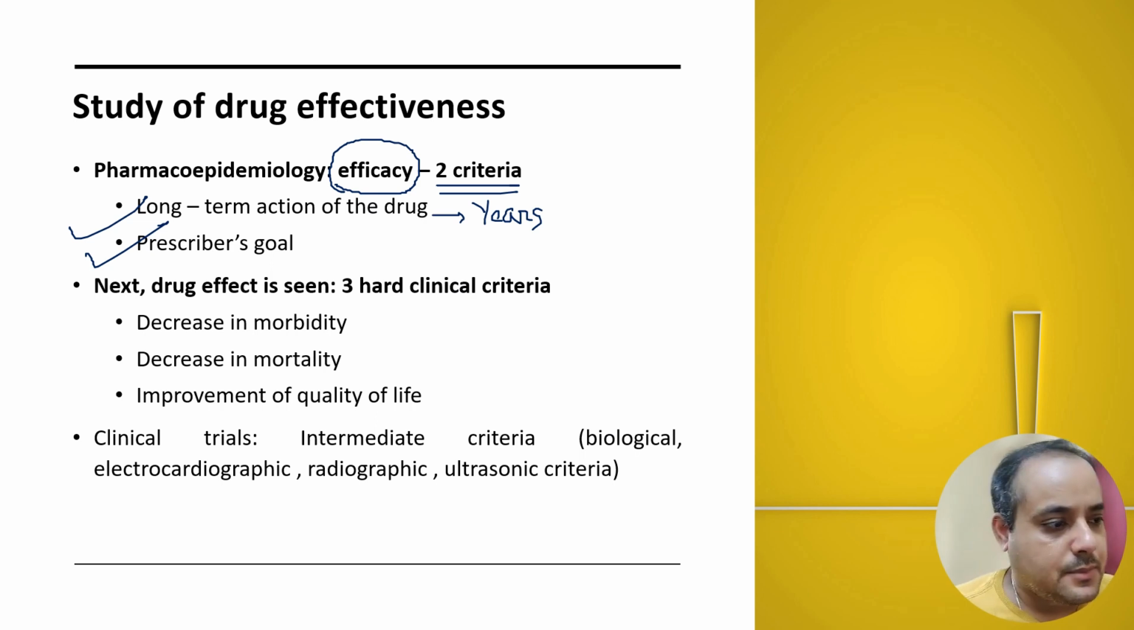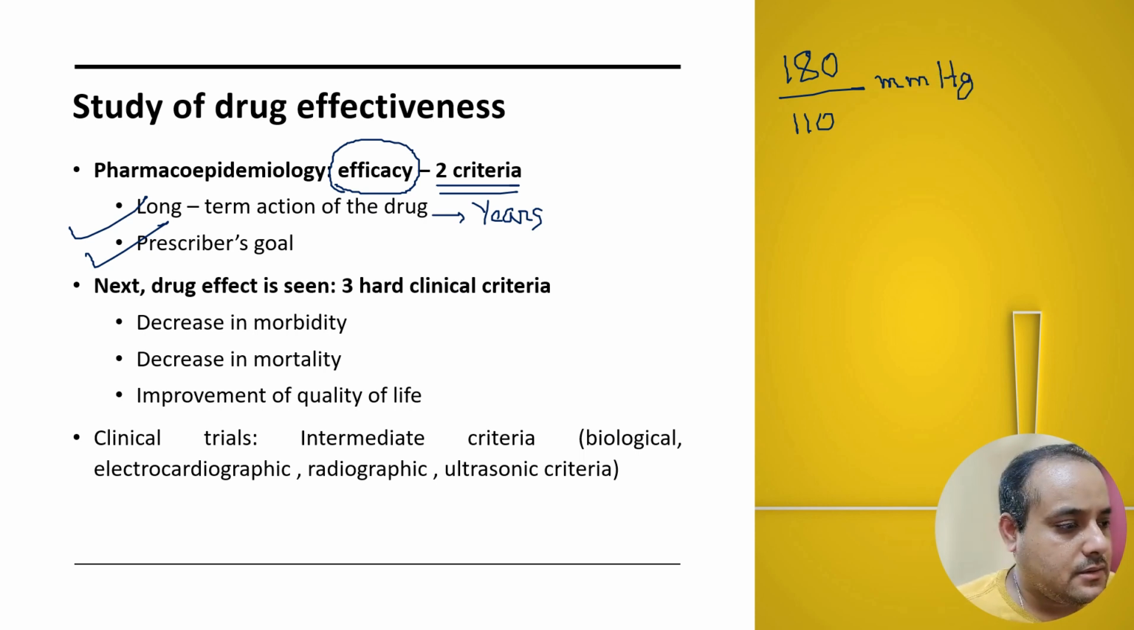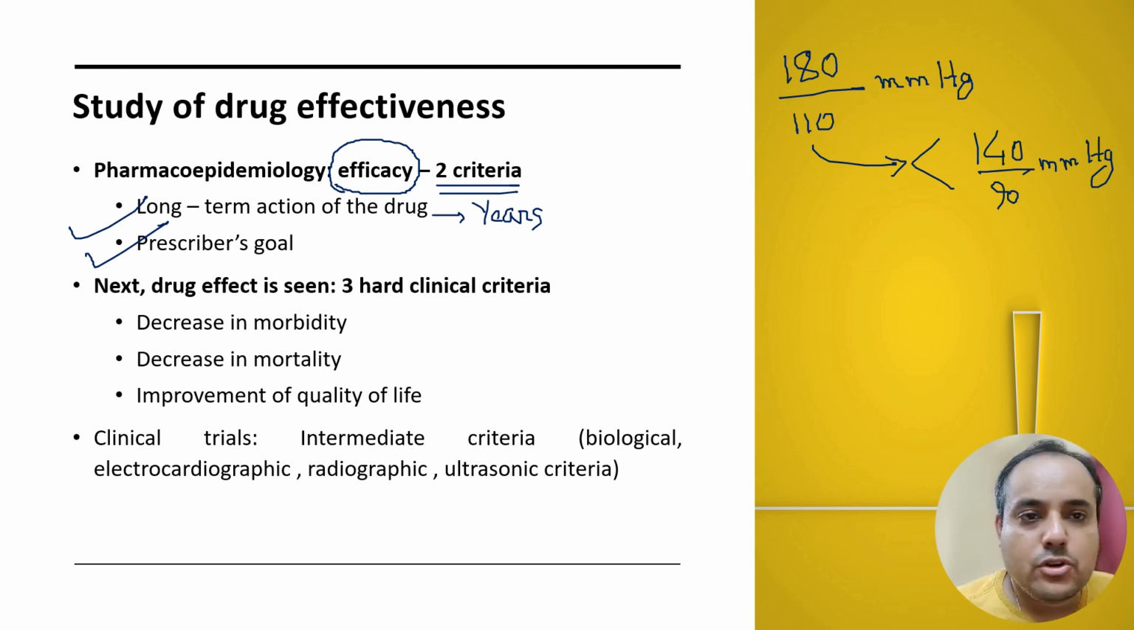Suppose the patient has a BP of 180 by 110 millimeter of mercury, and after giving a drug we want that this BP must come down to say less than 140 by 90 millimeter of mercury. So this is the goal of the prescriber.